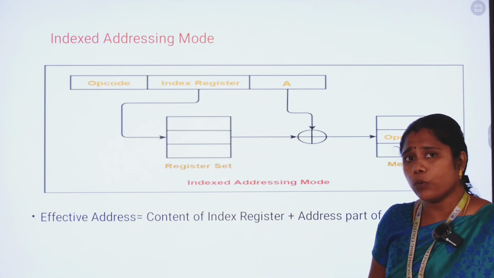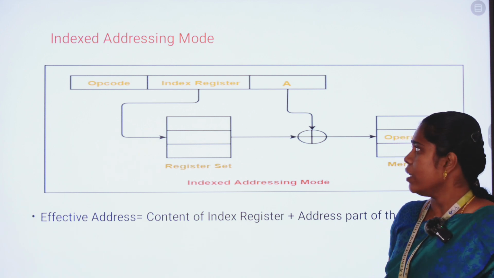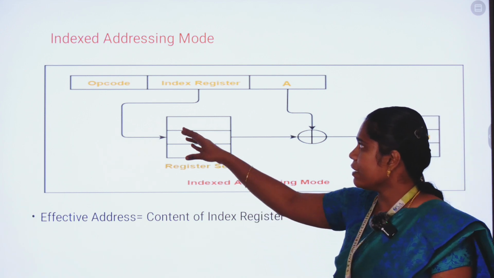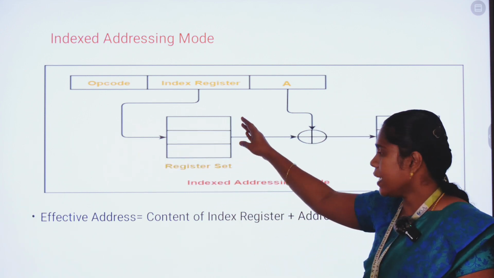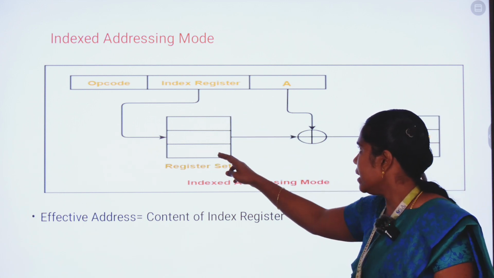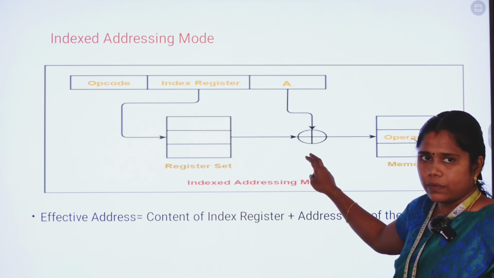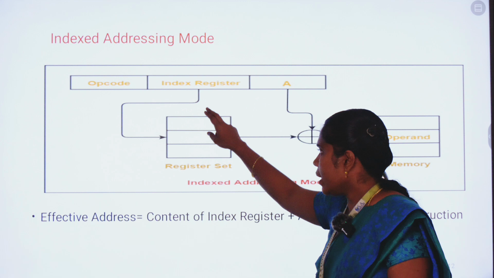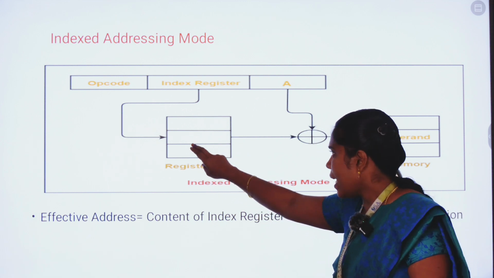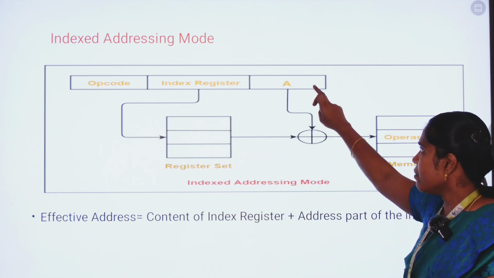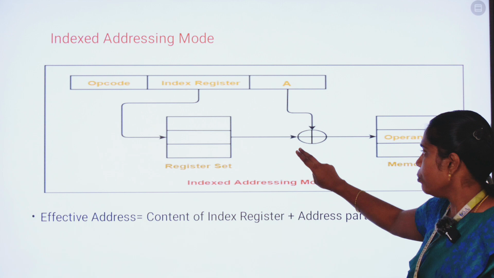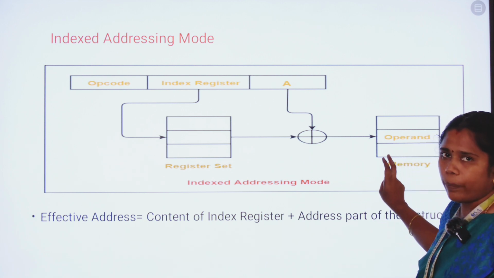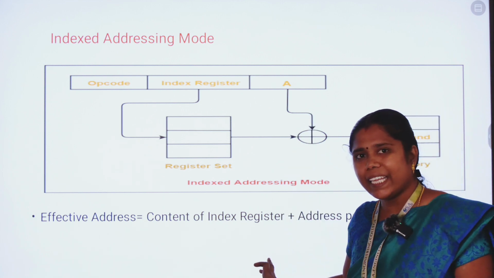The next addressing mode is indexed addressing mode. Here, indexed addressing means you are given the opcode and also an index register value. That content is added with the address value, the memory location value. Both values together give the address of the operand. This is what is called indexed addressing mode.